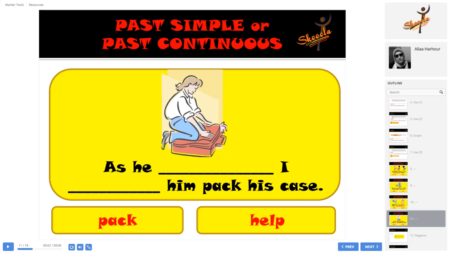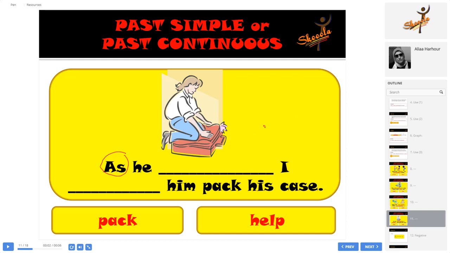Another example here, we have a picture of a man, or maybe a man or a woman, and he has a bag right in front of him, and he is putting his stuff or his clothes inside the bag. So we call this verb to pack. So as he something, I need to use the verb pack. I help him pack his case. So I have a keyword which is called as. And we said before that whenever I find the keyword as, I use after it the long action. So what is the long action? The long action comes in past continuous. So the keyword as. So as he, I need to use verb pack in the past continuous form.